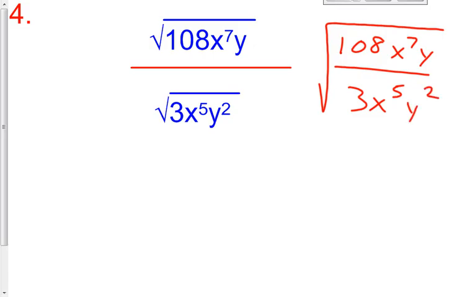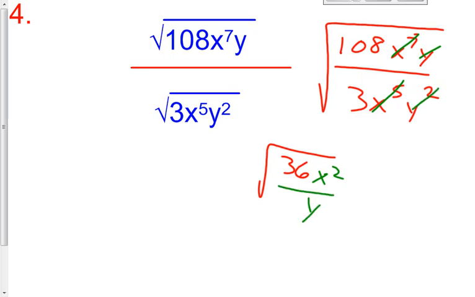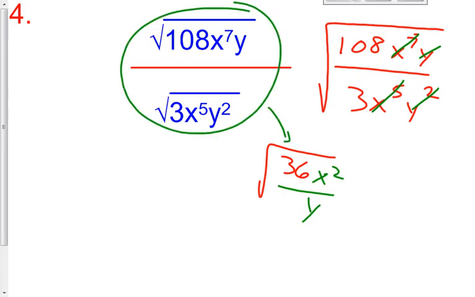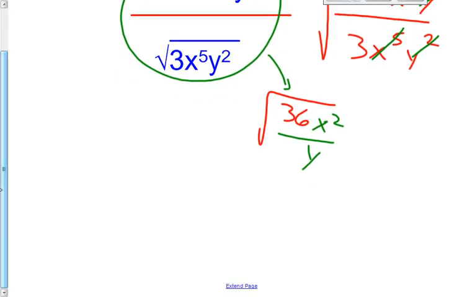So now we can reduce this fraction. 108 divided by 3, that is 36. So now you have the square root of 36 in the numerator. x to the 7th divided by x to the 5th makes an x squared on top. And then y divided by y squared is a y to the 1st in the denominator. So this fraction really got simplified to this: 36x squared over y, the square root of that.